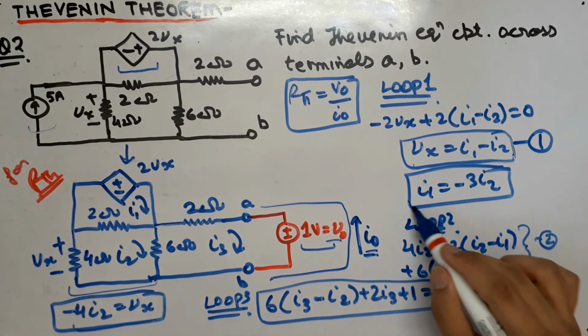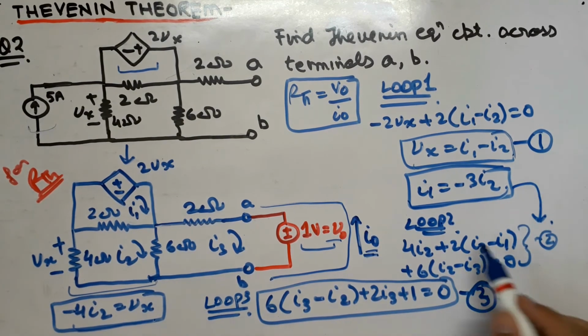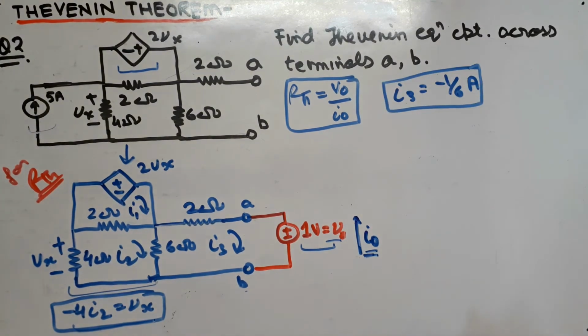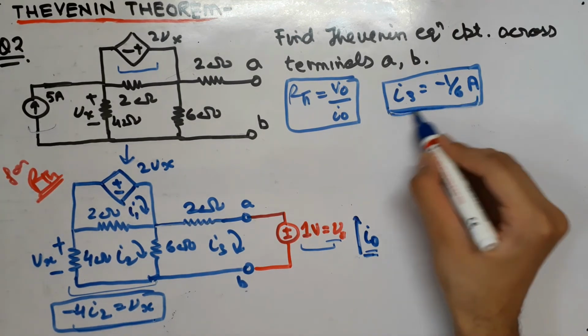Now we will use this value of I1 and put this in equation 2. That is, now this equation will become in terms of only I2 and I3. Now we will solve these two equations to get the value of I3 and I2. When we solve these equations, we will get the value of I3 as minus 1 by 6 ampere. From solving the previous KVL equations, we got the value of I3 as minus 1 by 6.